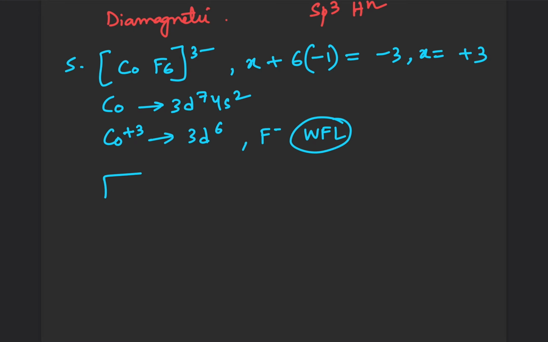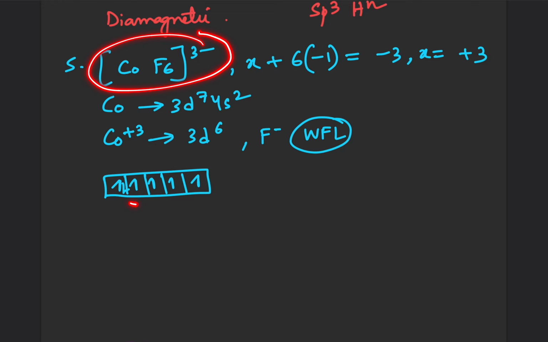So 3d6 will look something like this: 1 2 3 4 5 and 6. Okay, so therefore CoF6 3 minus has 4 unpaired electrons, so therefore it is paramagnetic.